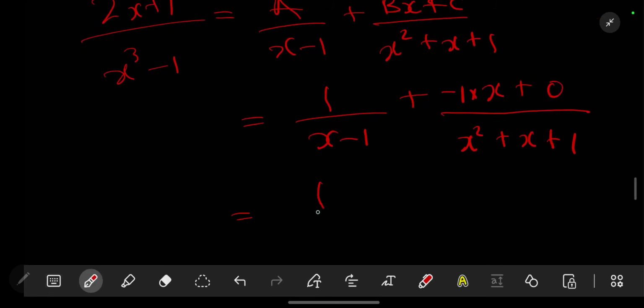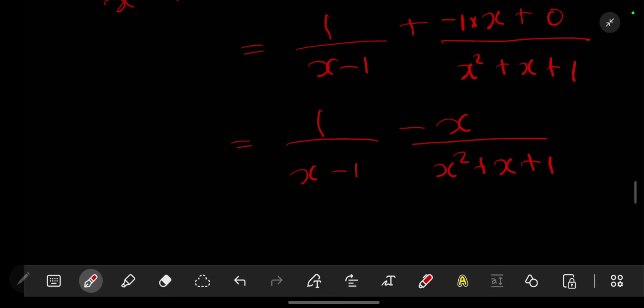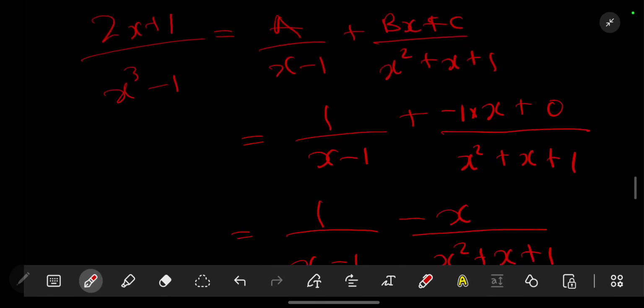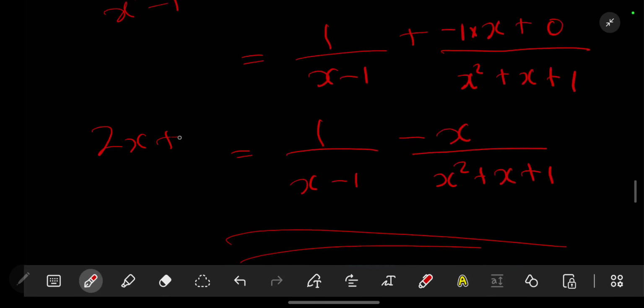So this gives us 1 over x minus 1. Then we have our negative by x, it will be negative x over x squared plus our x plus 1, like that. So this is the answer. So our 2x plus 1 over x cubed minus 1 is equal to that as a partial fraction decomposition. Let's go to our next one.